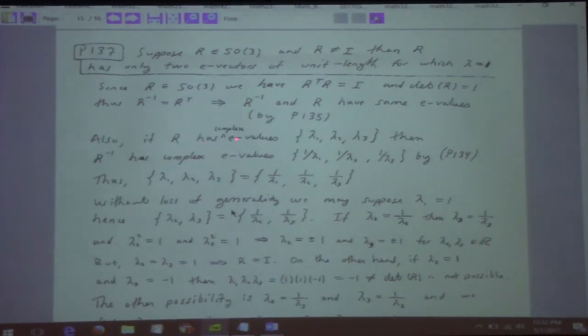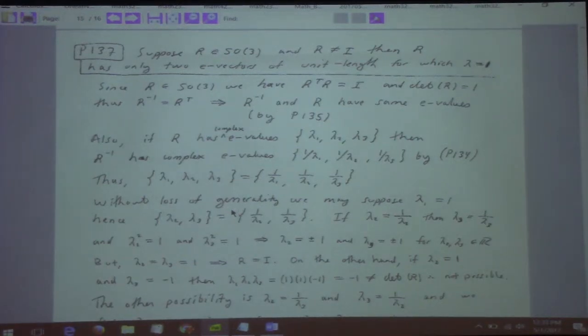And so likewise, if R has complex eigenvalues lambda 1, lambda 2, lambda 3, then R inverse also has eigenvalues 1 over lambda 1, 1 over lambda 2, 1 over lambda 3. Thus, the spectrum, the set of eigenvalues, has to be equal to itself under inversion in the complex sense.